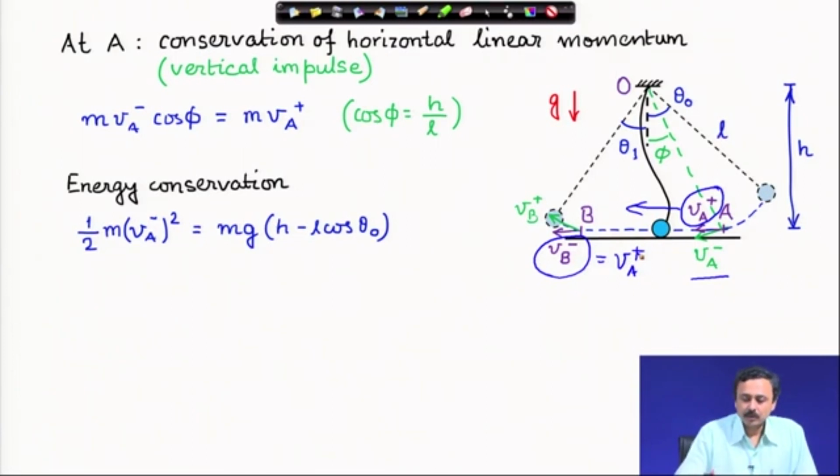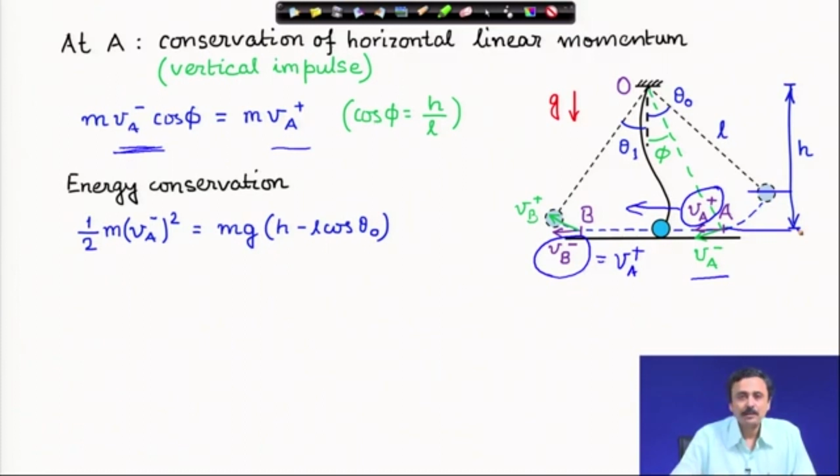Okay. Now, how do I calculate here V a minus? The question is, how do I calculate V a minus? Because if I know V a minus, I can calculate V a plus from here. But what about V a minus? For that, I conserve energy from this state to this state, the bob of the pendulum starting from theta naught to reaching this angle phi.